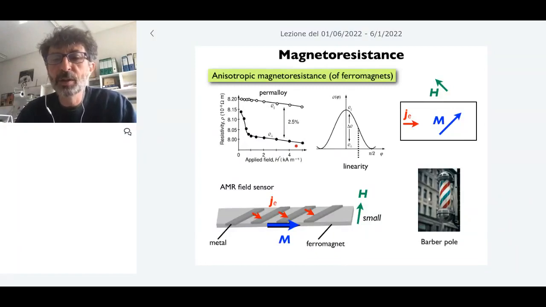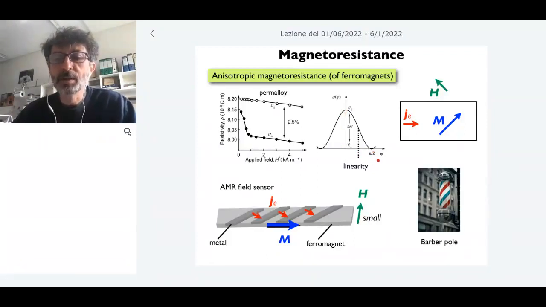And if we change the angle, we discover that the behavior of the resistivity as a function of the angle goes like a cosine-like behavior. So look here. Here we have the resistivity as a function of the angle formed by the magnetization with the current. The resistivity, we said, is maximum when the angle is zero, they are parallel, and is minimum when they are perpendicular.